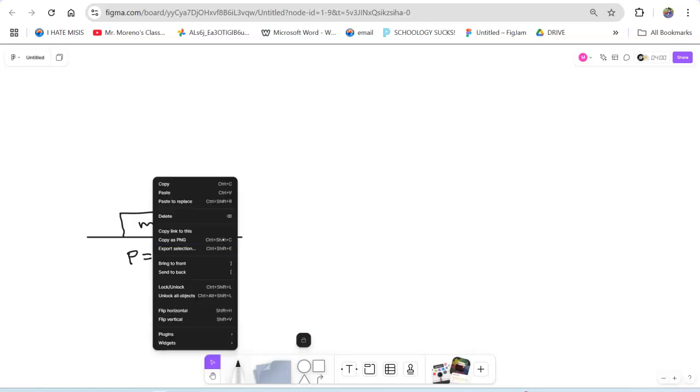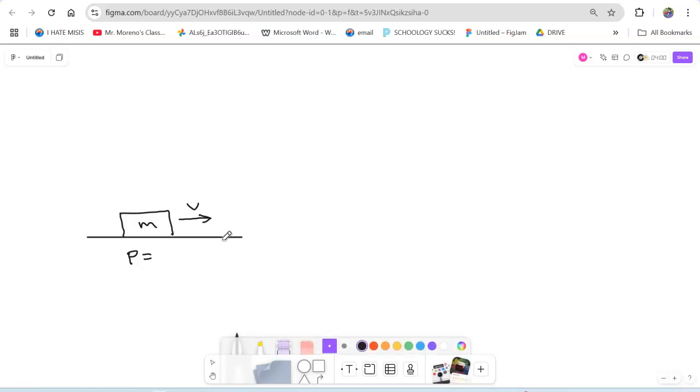The momentum p is equal to the mass times the velocity. So let's say it has a mass of 10 kilograms and a velocity of 5 meters per second. All you would do is multiply those together. You put in your mass, 10 kilograms, your velocity, 5 meters per second, and that would give you a momentum of 50 kilograms meters per second, or 50 Newton seconds.